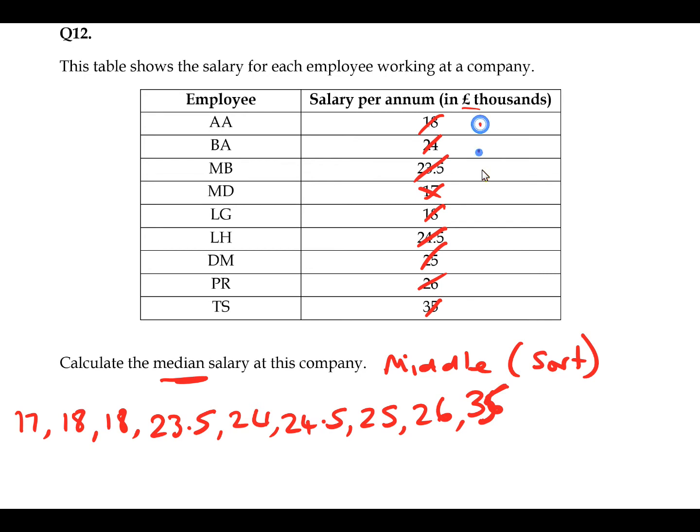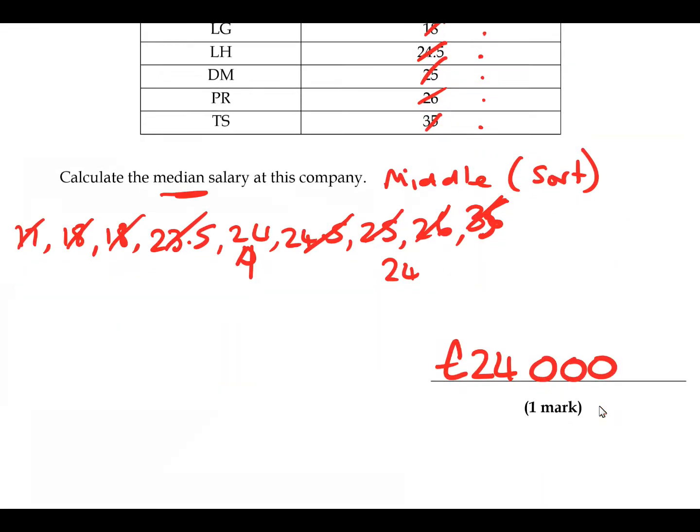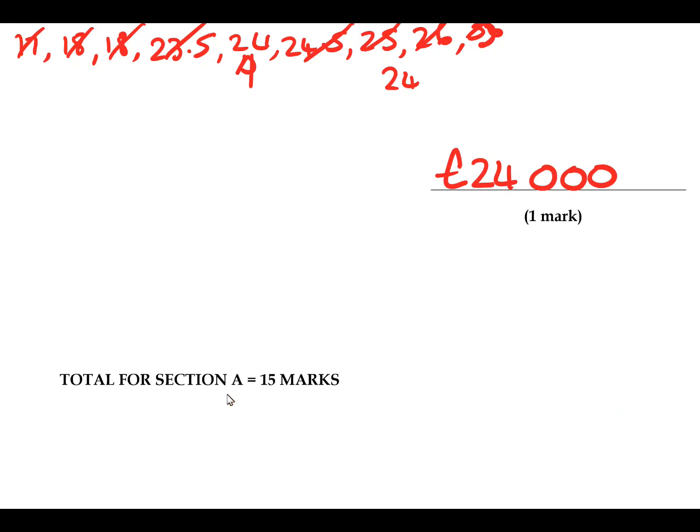Okay, there are 1, 2, 3, 4, 5, 6, 7, 8, 9 numbers. So we're expecting to see one number in the middle. So cross them out from the ends, and you end up with 24,000. So 24 is the number. It says the median salary, so 24, and don't forget it's in thousands. So £24,000 is the median salary. And that completes section A, which is worth 15 marks.